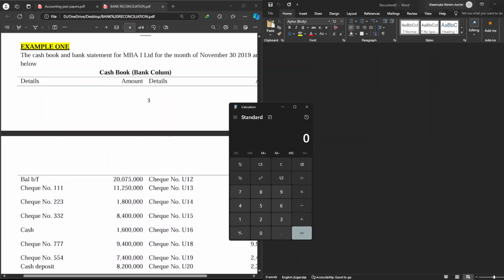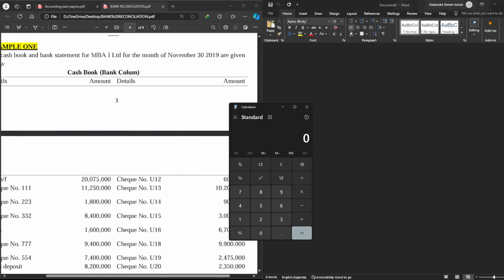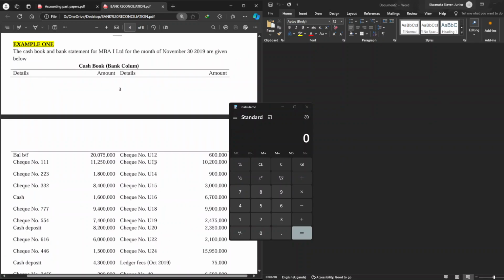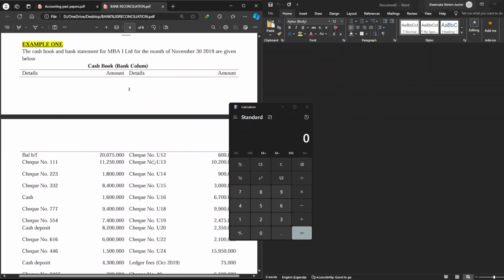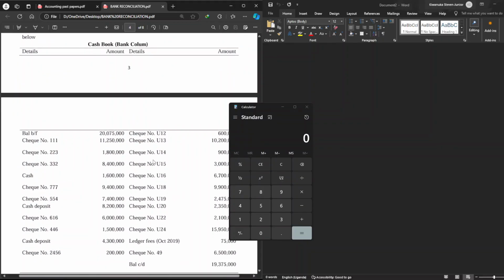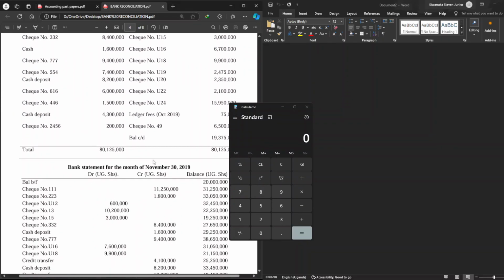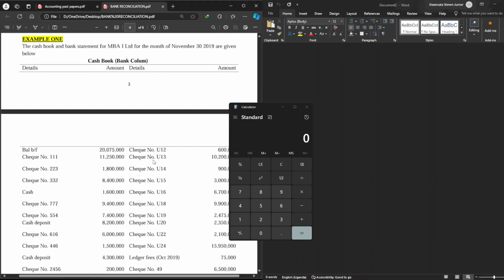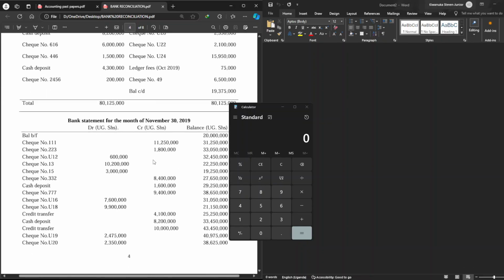So this is how the question looks for bank reconciliation. We should take time to know the theory part of it because it carries some good marks, and we have to do this together.